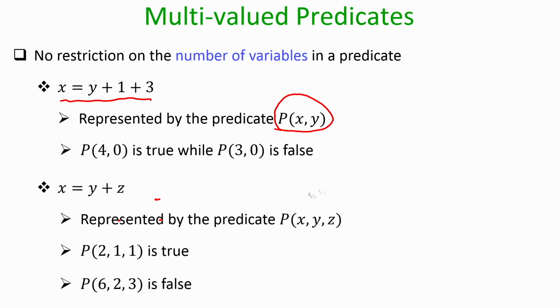In the same way, you can have 3-valued predicate functions. So, for example, if I want to represent x equal to y plus z, then I can introduce a predicate function P of 3 variables, and then depending upon the values which you assign to x, y, z, you get propositions which can be either true or false.